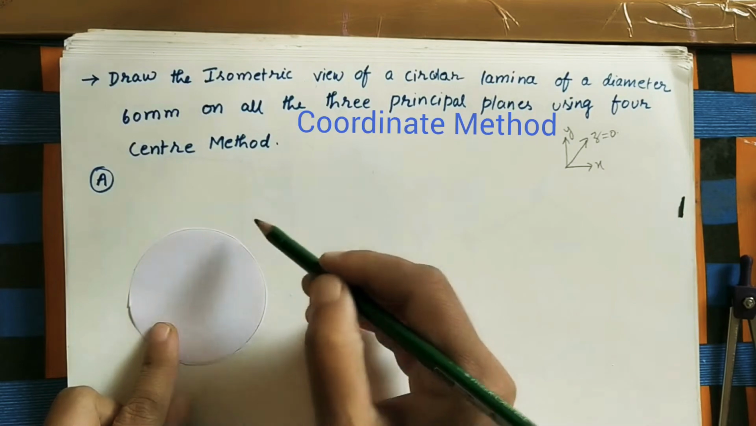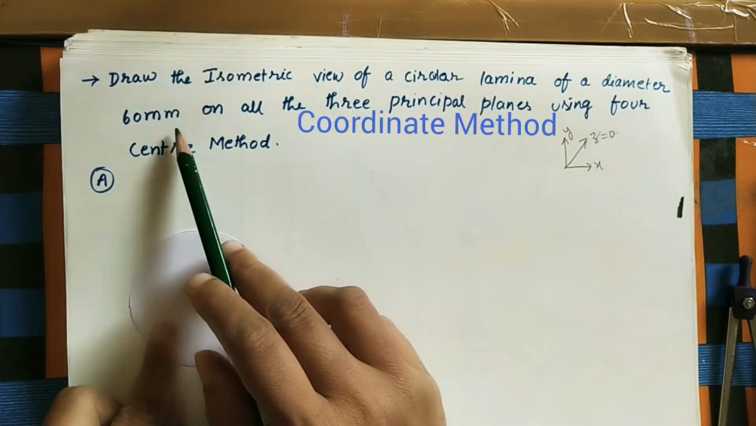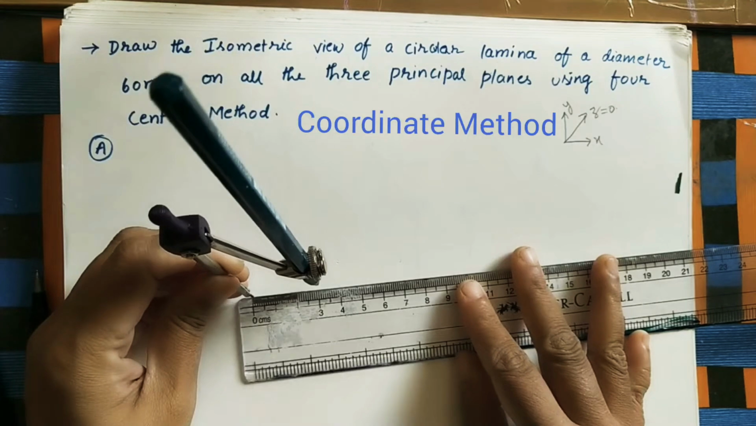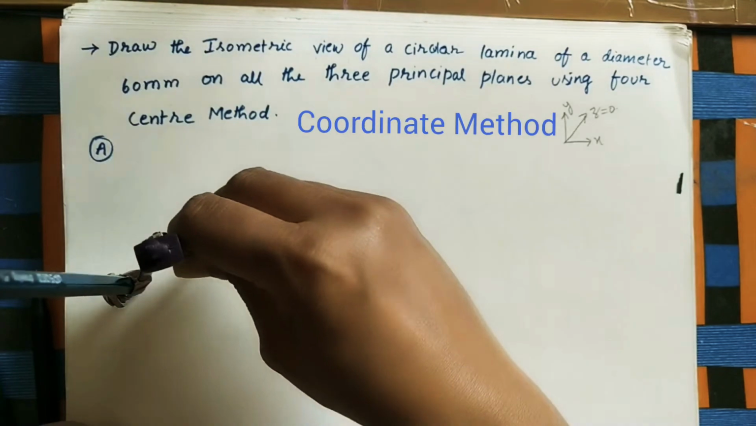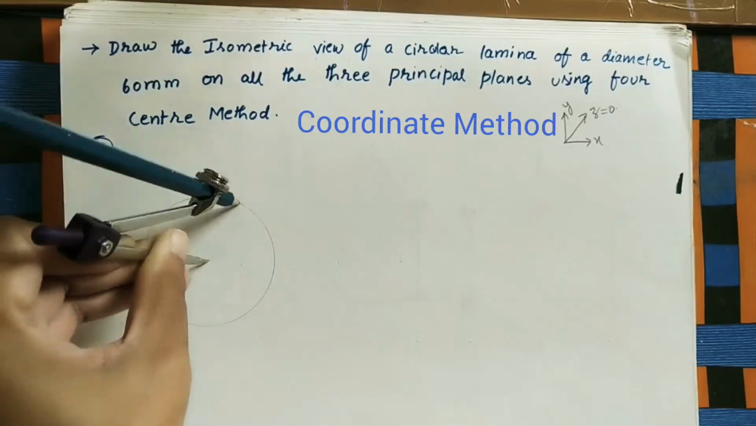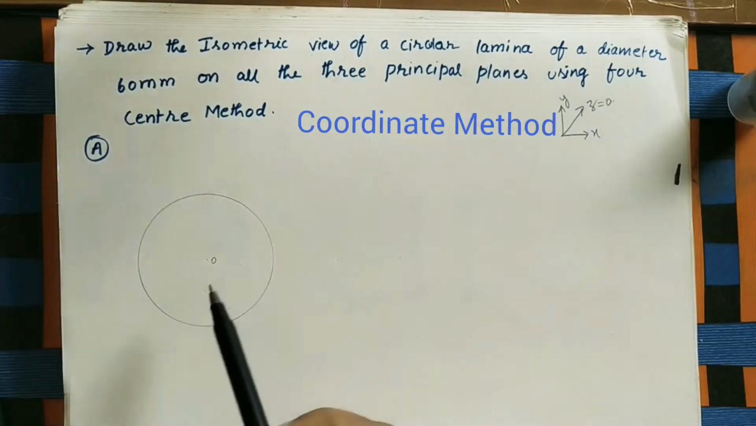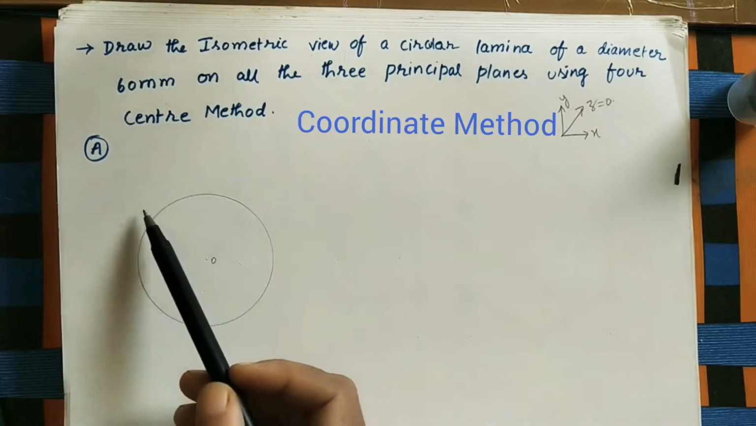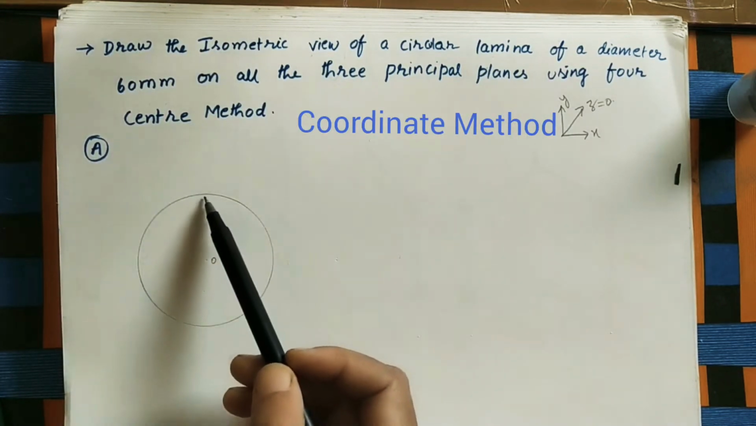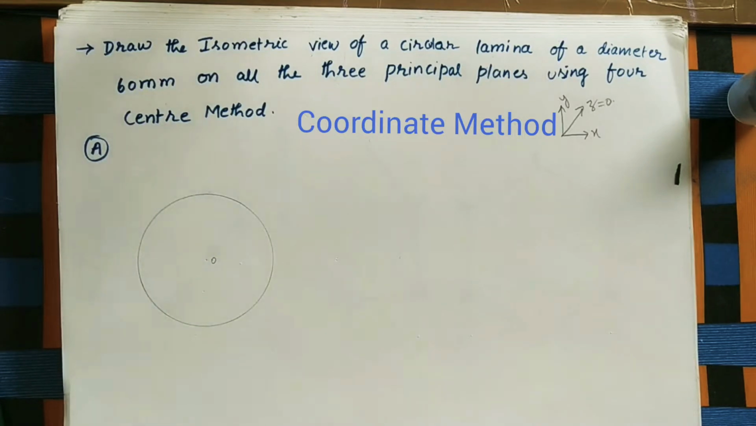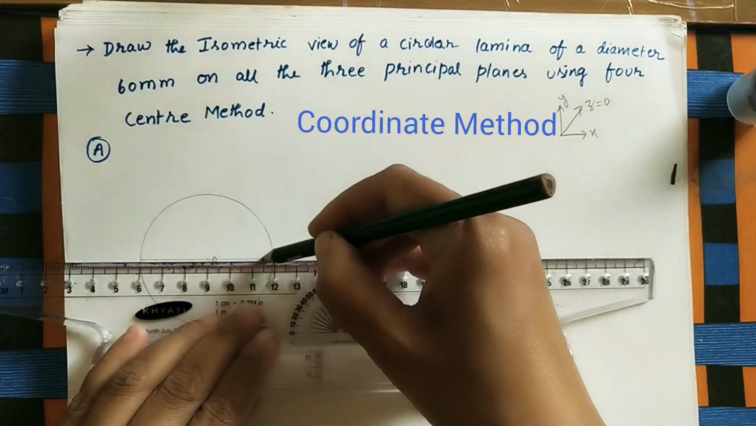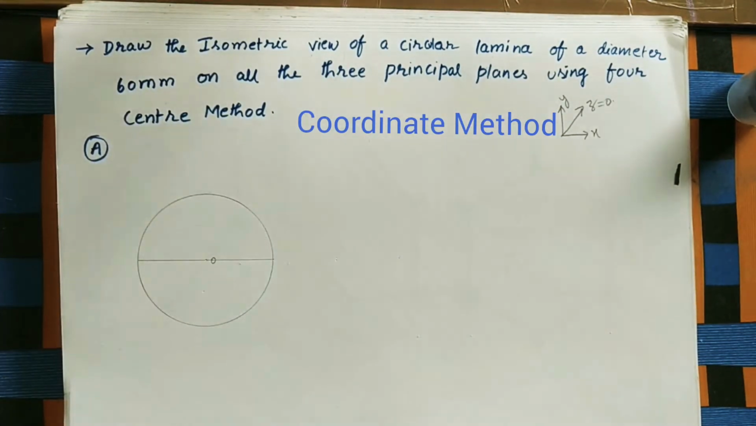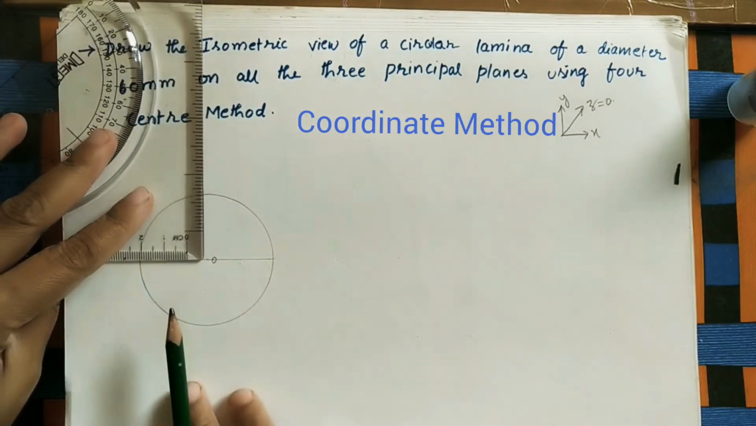Initially do the circle of given diameter 60 mm. Take the radius as 3 centimeter. Do here one circle. This is the given circle. Keep this circle in one box. Just make one box which is passing through all the end points of the circle. Here just do one diameter, horizontal diameter, which is passing through center, and here do the vertical diameter just for getting the 90 degrees line.